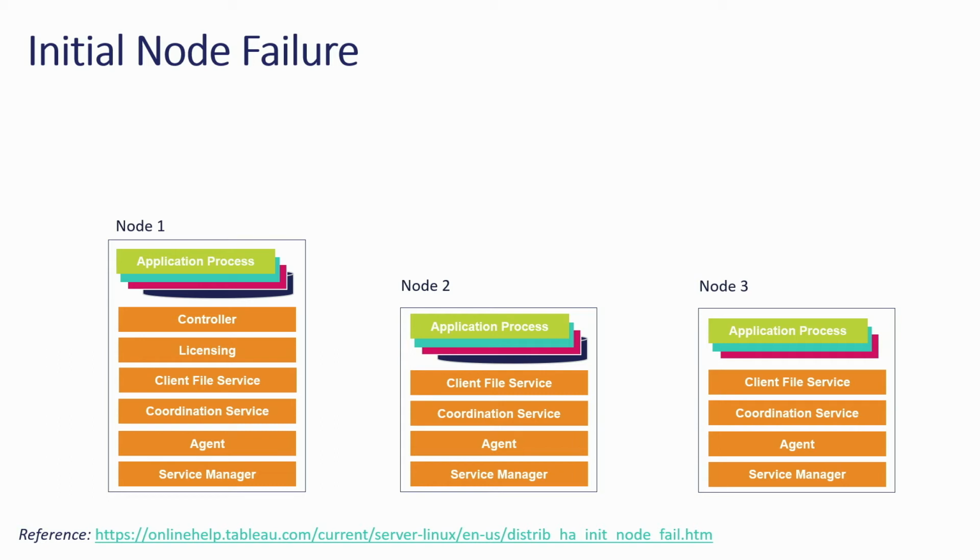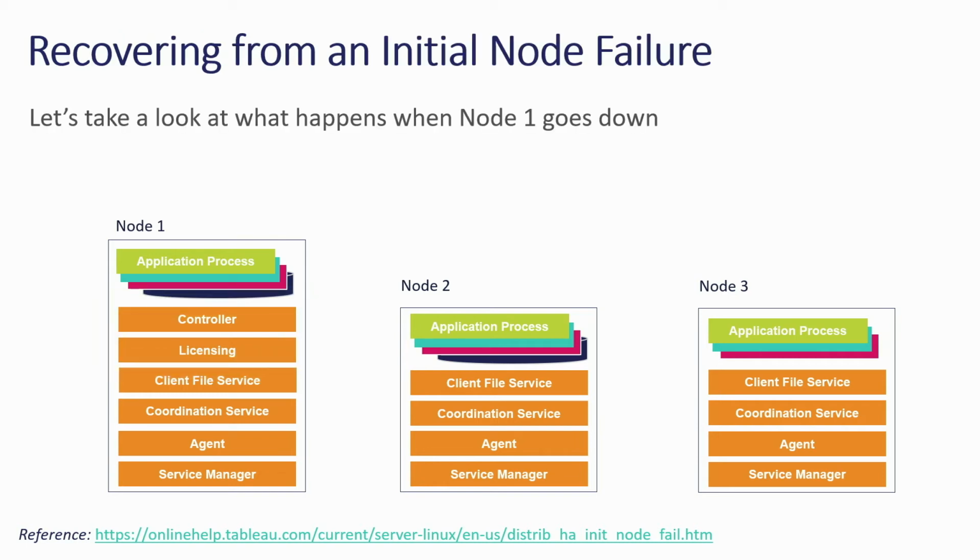On to the more complicated case, right? The initial node failure. So what is it that makes initial node failure more complicated than just ordinary node failure? Well, it's these. Remember Carlton mentioned that these are the singleton processes. You can only have 1 of each of these in your entire cluster. So we're going to have to deal with these specially.